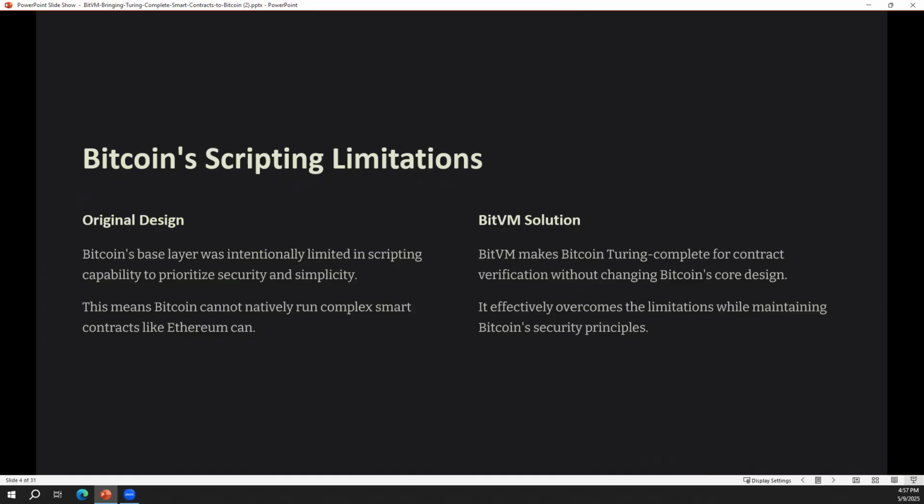That's why we propose BitVM. It enables any computation to be verified on Bitcoin's blockchain without changing consensus rules, effectively making Bitcoin Turing complete for contract verification. In simple terms, BitVM lets Bitcoin handle advanced smart contracts by moving the heavy computation off-chain and only using the blockchain to check and enforce the results. This breakthrough has generated excitement because it expands Bitcoin's functionality far beyond the original peer-to-peer cash use case while preserving its security model.